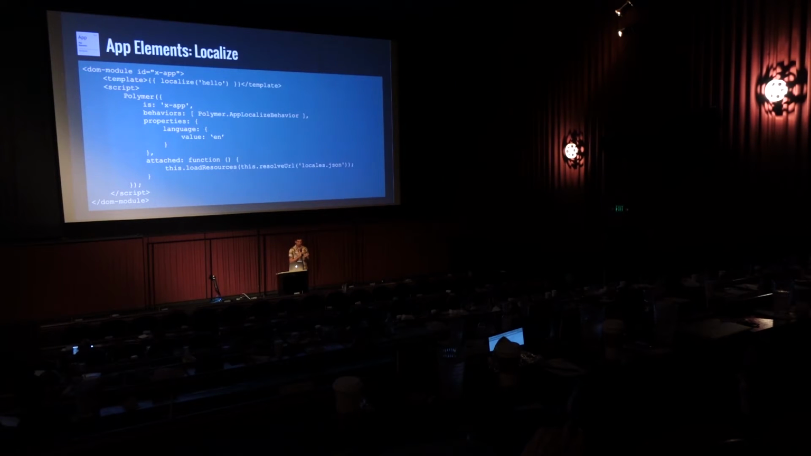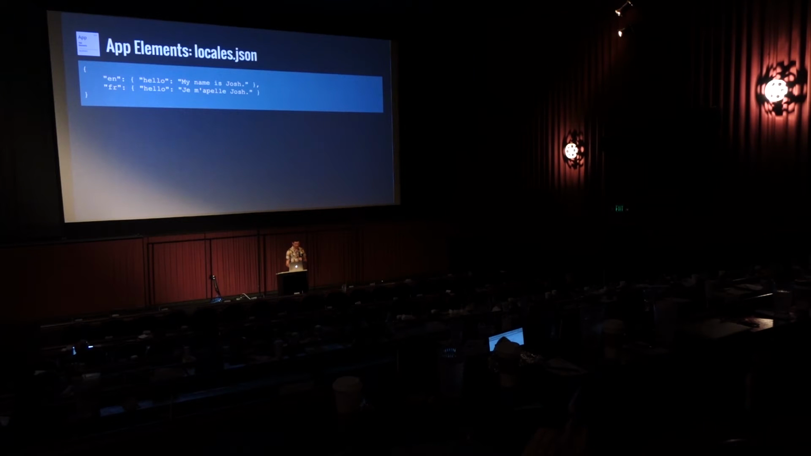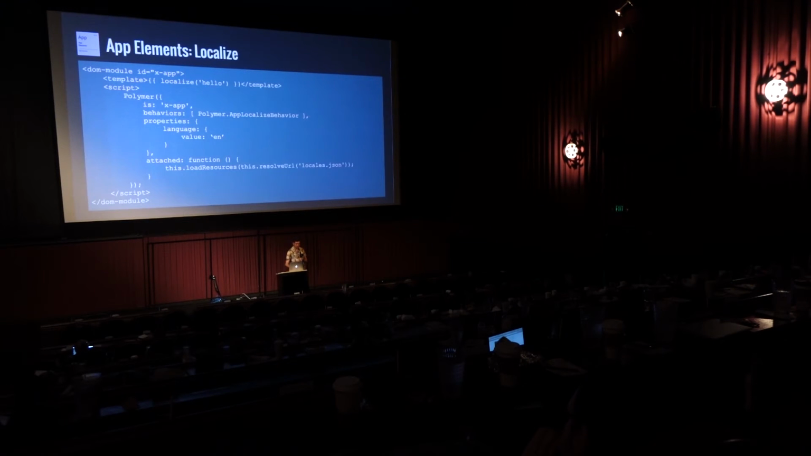And so you call the localize function. It uses that English object from your locales file, and we're going to give it a key of hello. So it looks for the key of hello. My name is Josh, and that is what it binds to your template object or your template tag, and this gets outputted in your custom element.